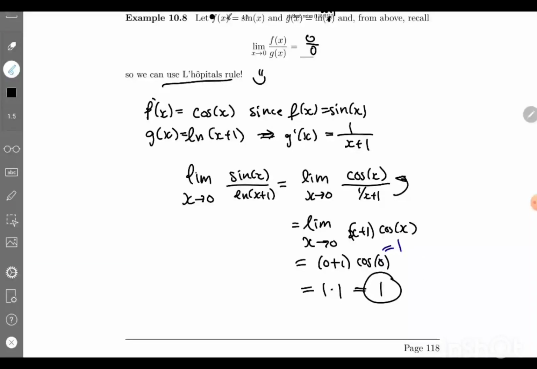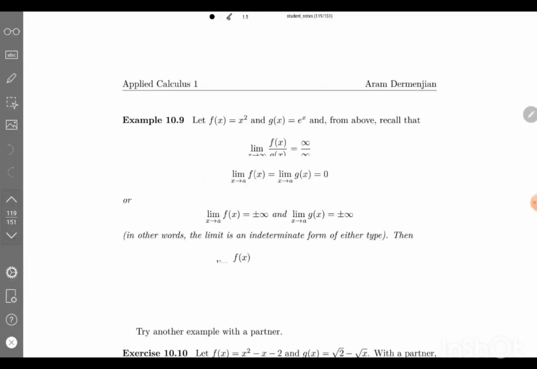Any questions? As you can see, this is fairly nice. It gives us a nice way to view things, and it makes finding derivatives and finding limits a lot easier. So let's look at an infinity over infinity example.